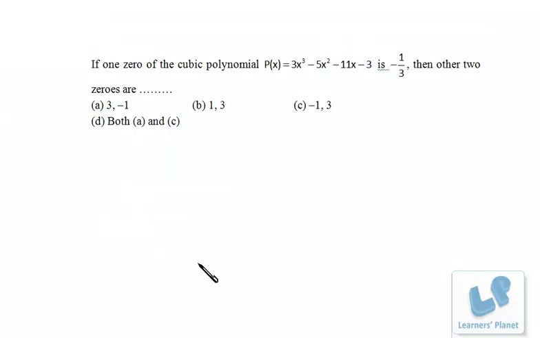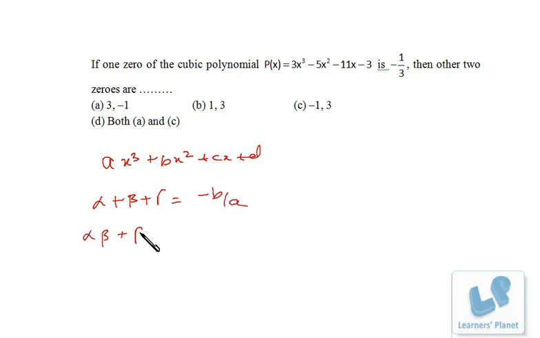Now this question, further we have a cubic polynomial and the theory will remain the same: ax cube plus bx square plus cx plus d. So alpha plus beta plus gamma, the sum of the roots, will be minus b by a. Alpha beta plus beta gamma plus alpha gamma is c by a, and alpha beta gamma will be minus d by a, right? Now here one zero is already given, we have to find out the other two zeros.